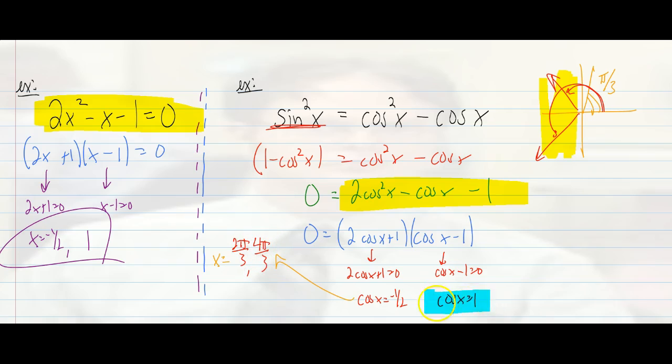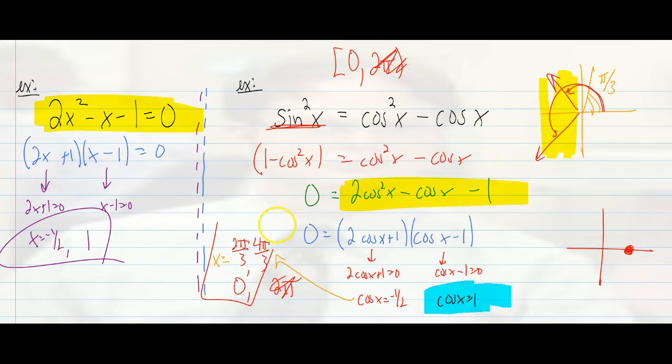And then our other factored part is where cosine of x equals 1. So to draw that one out, cosine equals 1 right there. That's at 0 and also at 2 pi. However, our directions told us that we want all the answers between bracket 0 and 2 pi parentheses. In other words, 2 pi is not going to be included. So those are the three answers that we're going to write.